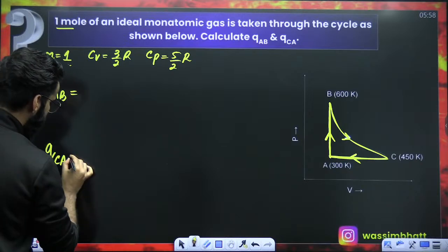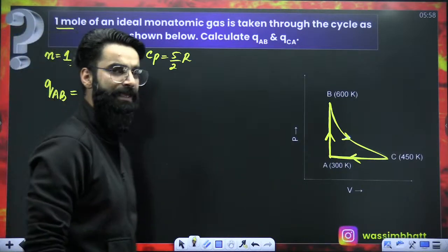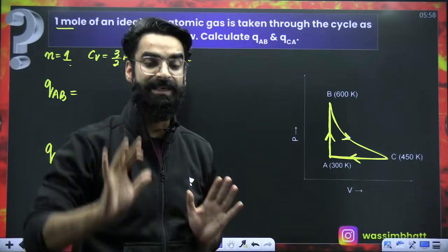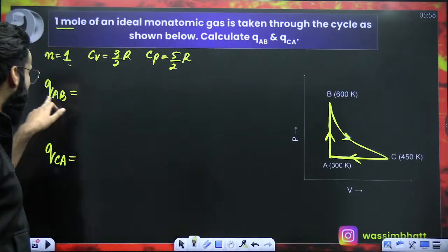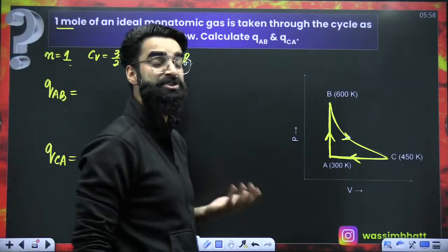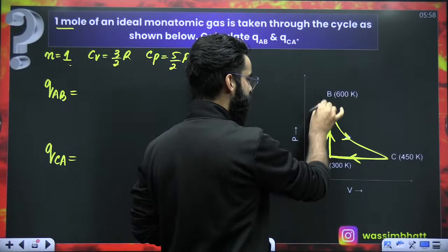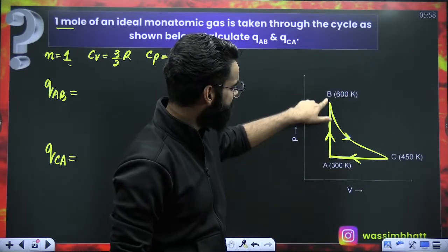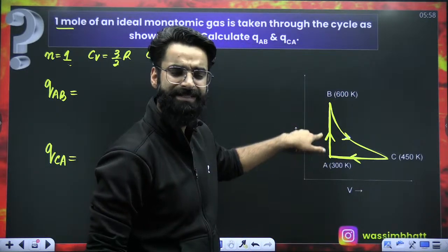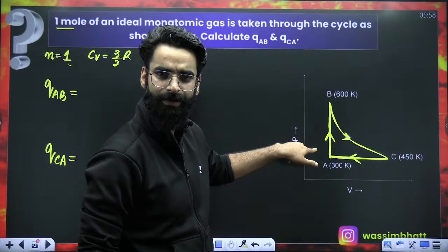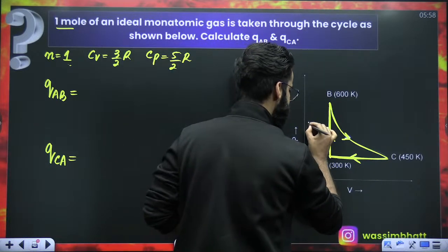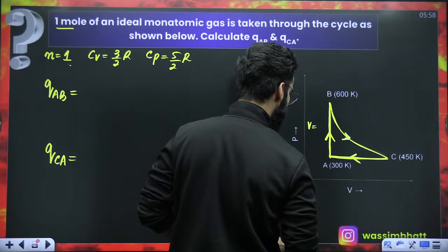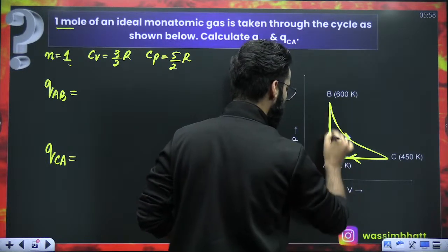What is QAB first of all? Just try to understand. QAB is the heat absorbed or released by the gas during the process AB. What is this AB process? Is this AB process isochoric? Absolutely, it's isochoric, right? During the process AB, the volume of the gas is remaining constant.